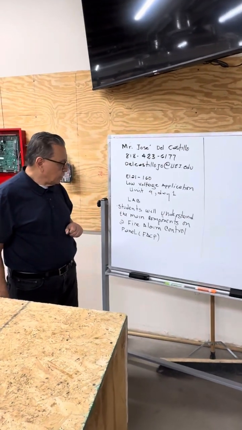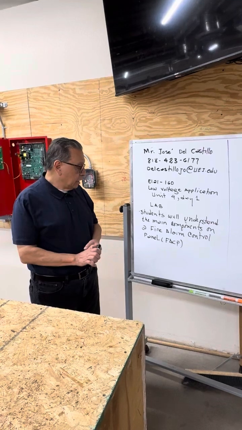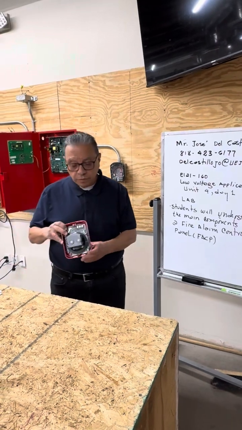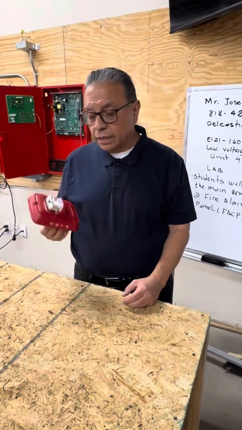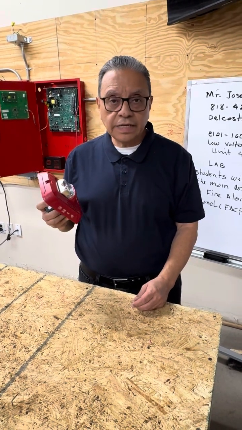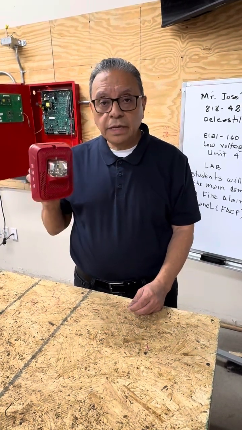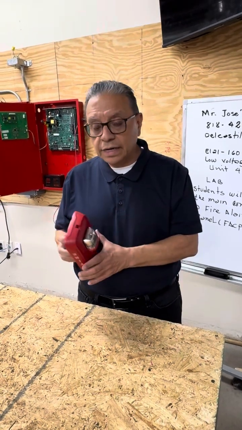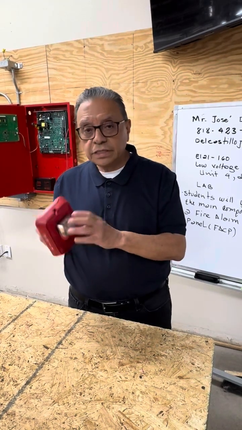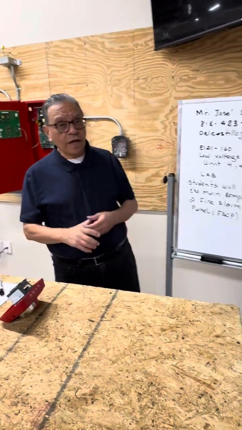This is my contact information, and the main objective of this lab is that the student will understand the main components on a fire alarm control panel. Also, we are going to be talking about the actuators. This is the strobe. When an actuator, such as a smoke detector, detects a fire, it will send a signal to the fire alarm control panel, and the panel will activate this using light and sound to indicate that a fire started.